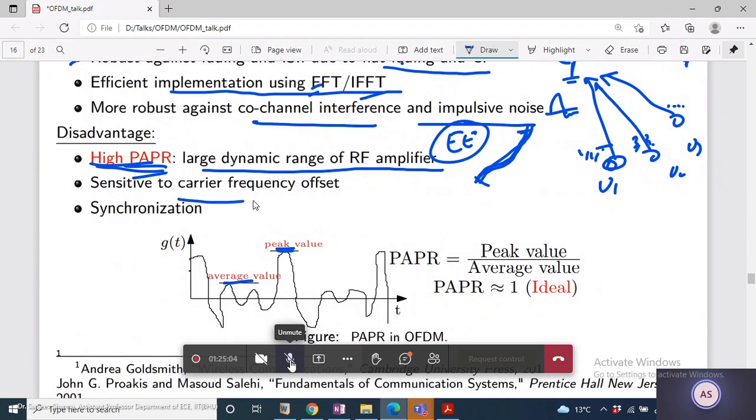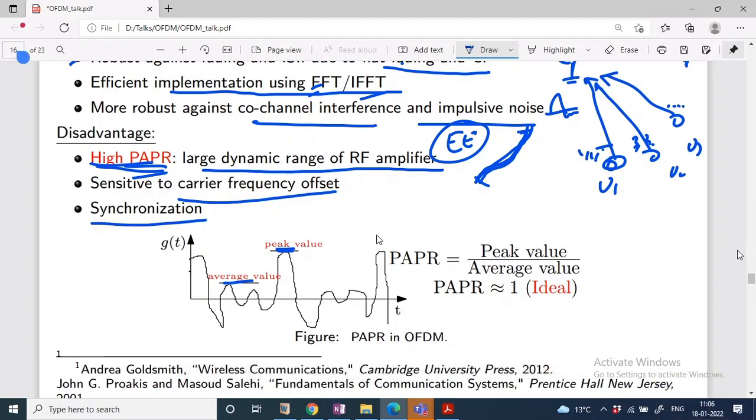Sensitive to carrier frequency offset. Another issue is synchronization. Synchronization is not a big issue, but you can understand carrier frequency offset in this way, because we are putting non-overlapping carriers. This is F0 and this is F1. So that's the carrier spacing, delta F is equal to F1 minus F0.